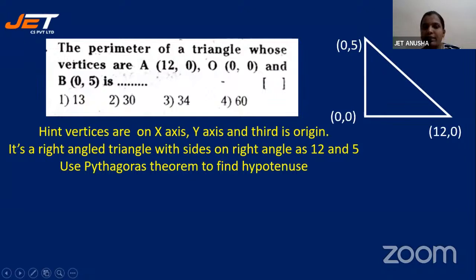So use Pythagoras theorem now. See here we have taken 0 comma 5 here, 12 comma 0 here and 0 comma 0 here. So the answer is 2, that is nothing but 30. Very good, Monica. You guessed the correct answer.